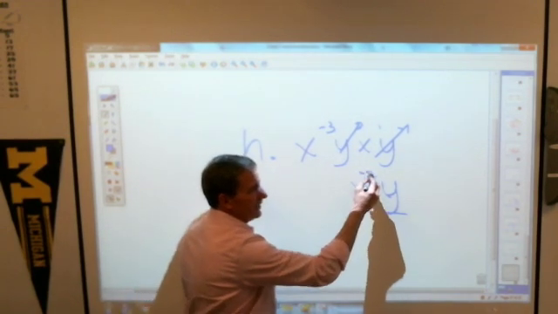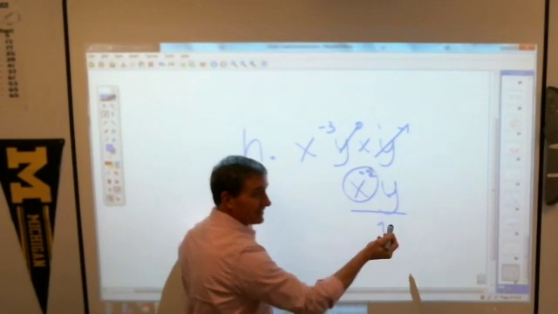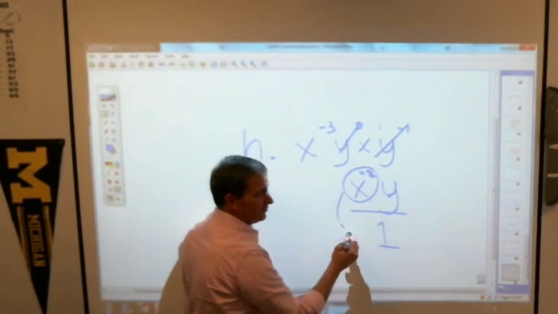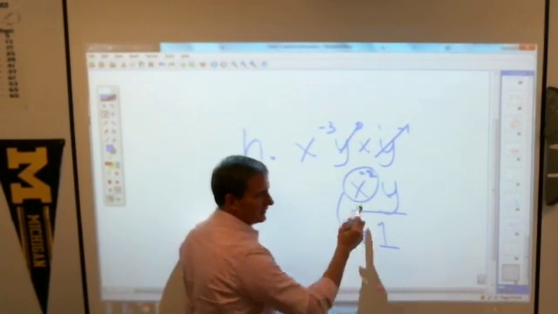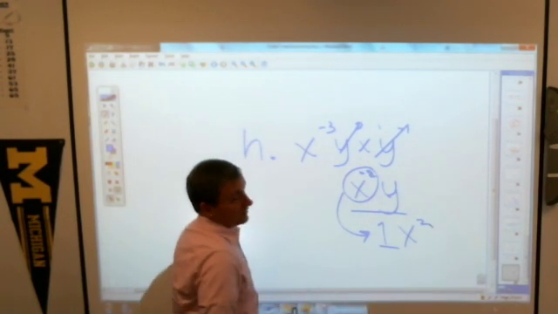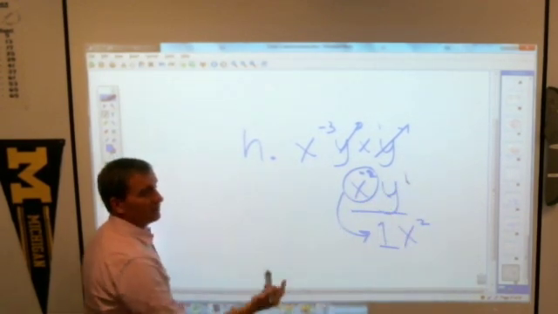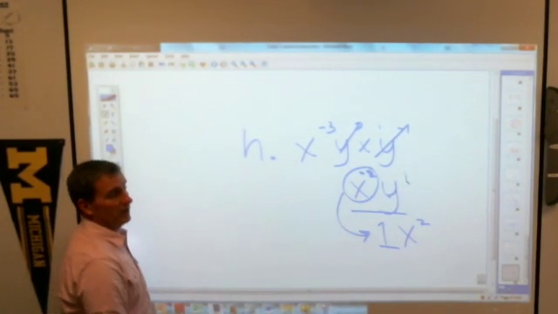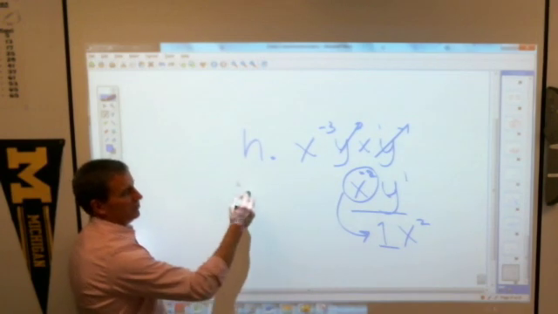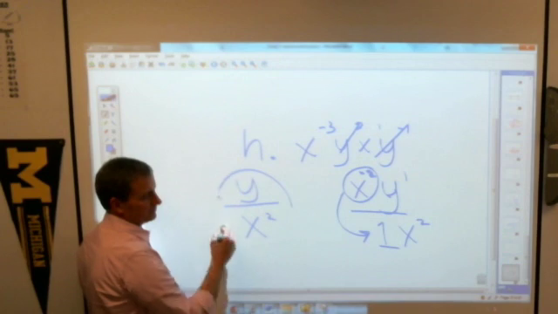I need to make this a positive 2, so I take the exponent and its base, it's on top of the fraction, I move it to the bottom of the fraction, and the exponent becomes positive. That's all you have to do. It's just that easy. The y stays because its exponent is already positive. If I would move it to the bottom, the exponent would become y to the negative 1. So your answer should be y over x squared.